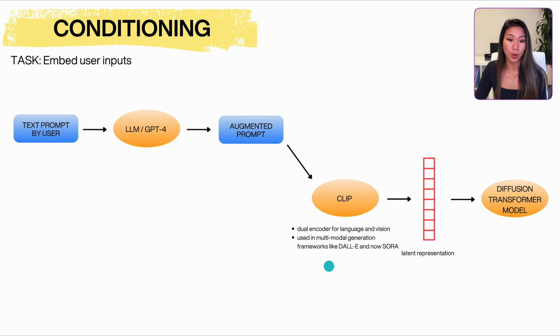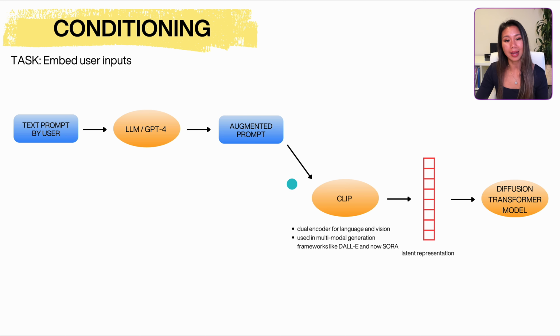As a quick refresher on Clip, it's a model by OpenAI, and it's an encoder for both language and vision. It can take either text or images and create a mutual embedding for them that the other domain would understand. In other words, a picture of a dog and a text describing a dog would both be mapped into a similar embedding. So that's what Clip does, and it's frequently used in multi-modal generation frameworks like DALL-E and now Sora. So yeah, the text prompt that the user provides acts as a guide to the model in determining what the generated video should contain.